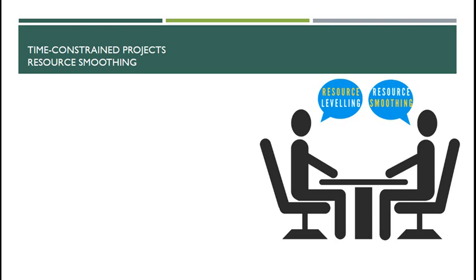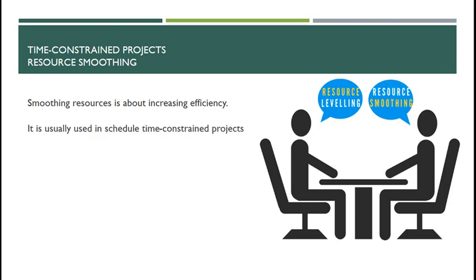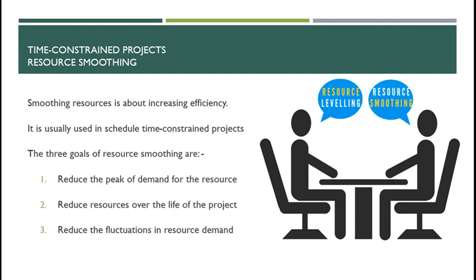So time constrained projects, we use what's called resource smoothing. And smoothing resources is about increasing efficiency. So as we talked about a little bit earlier, you're not having people sat around costing money and time. It's about making sure that you're efficient. It is usually used in scheduled time constraint projects, and the three goals of resource smoothing are: 1, to reduce the peak of demand for the resource; 2, reduce resources over the life of the project; and 3, reduce the fluctuations in resource demand.